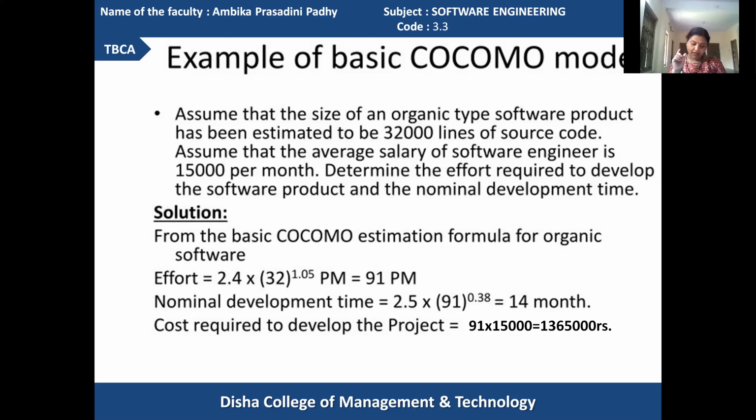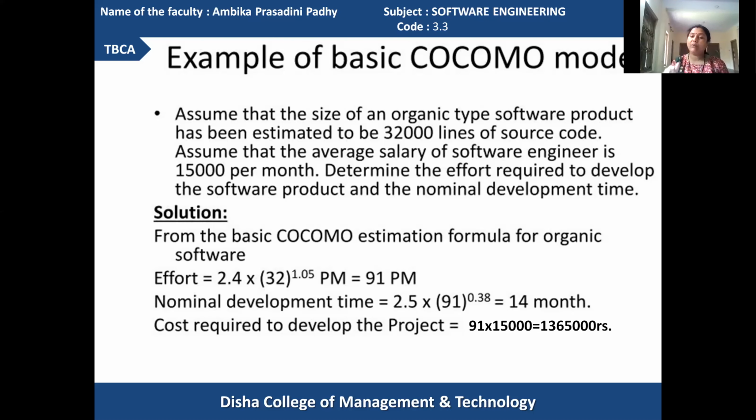If you calculate 91 to the power 0.38, you get a value of 5.551, and multiplying 5.551 with 2.5, you get 13.879, and the rounded value is 14. Got it? A 14-month time duration is required for developing this organic type product, where the lines of code is specified as 32,000.